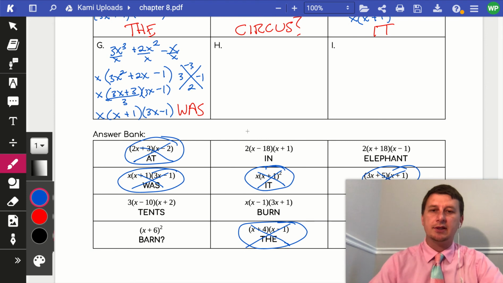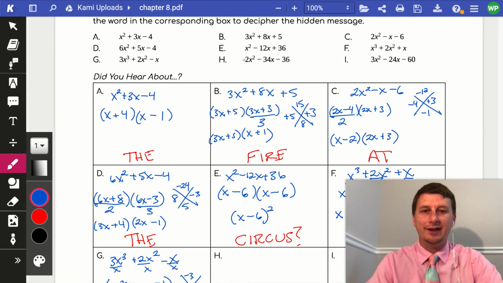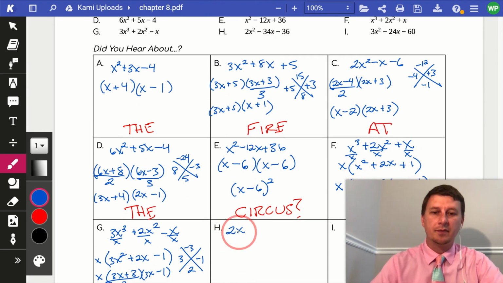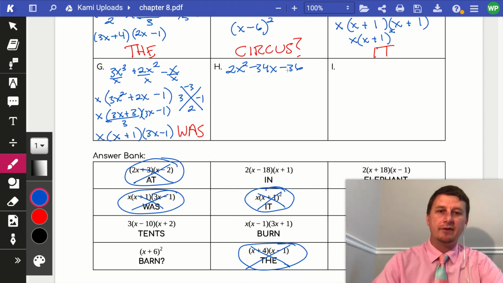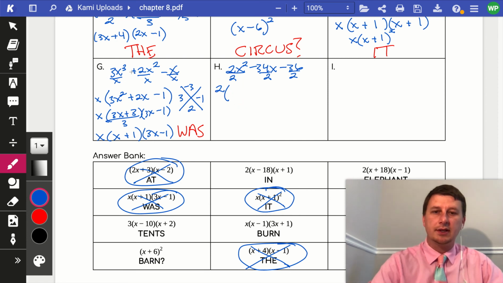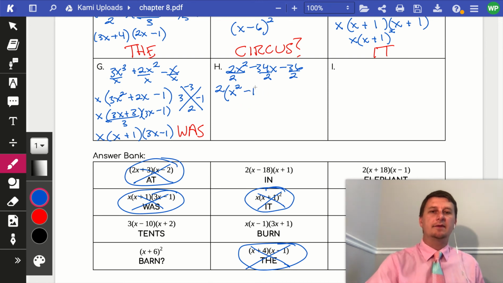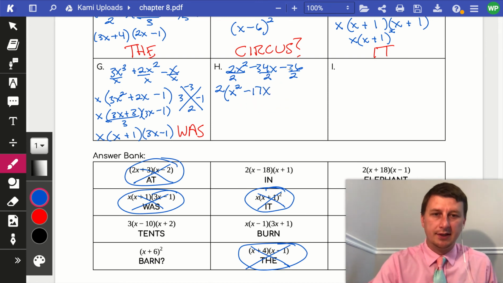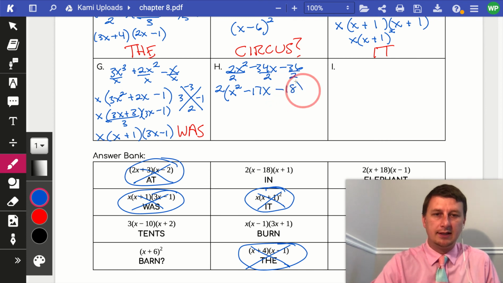And I go to my last two. I go to polynomial h, 2x squared minus 34x minus 36. And I have a GCF here. So I'm going to start off by factoring out my GCF. I divide all of these terms by 2. And what will be left over: 2x squared divided by 2 is just x squared. Negative 34x divided by 2 is negative 17x, and negative 36 divided by 2 is negative 18.